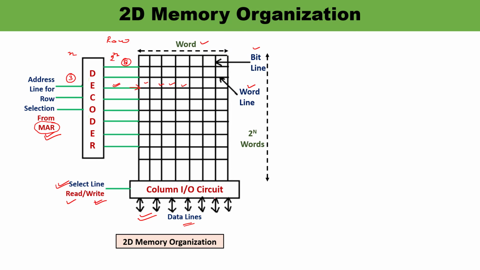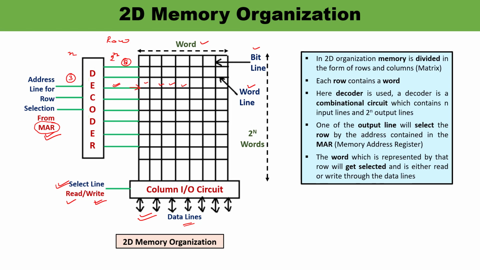Column IO circuit, column input output circuit. Either data can be taken out or data can be taken into the memory. So this is what we have about the 2D memory organization.